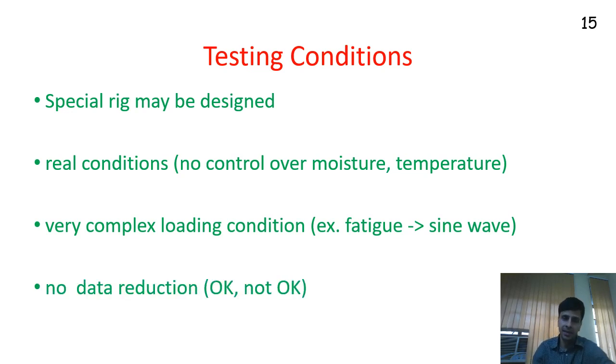And there is no data reduction as such. You just say, look, for the loading type, aluminum survives n number of years and composite survives m number of years, where m is greater than n, so this is okay, vice versa not okay.